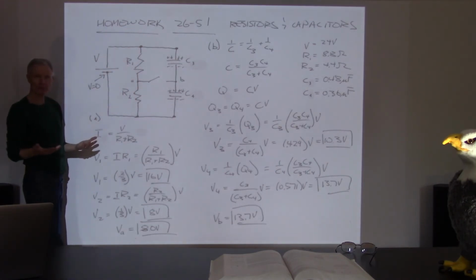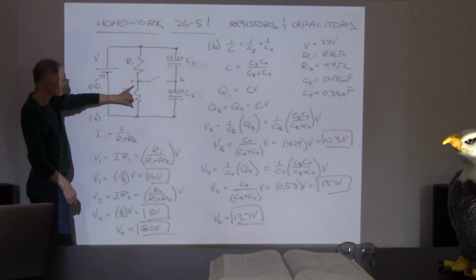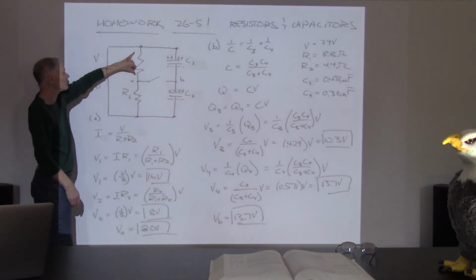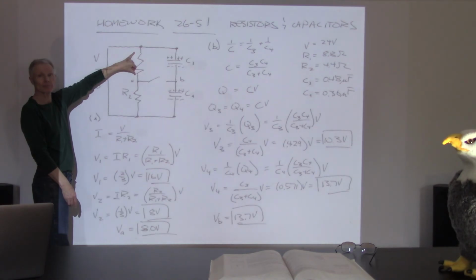Now the important numbers here are what's the delta V here, and the delta V here is 8, and the delta V here is 16.